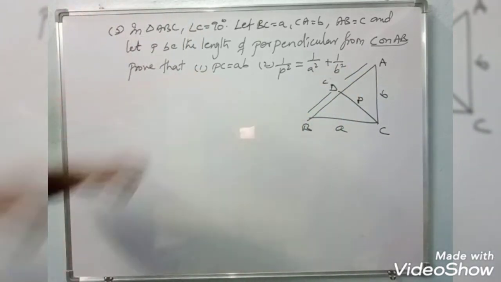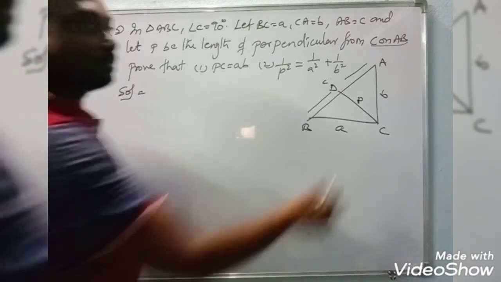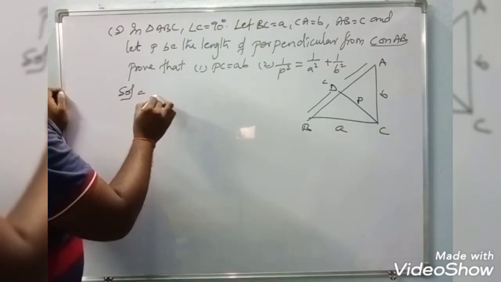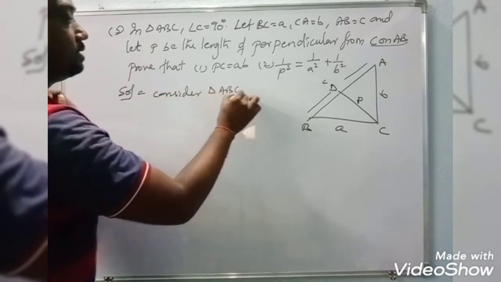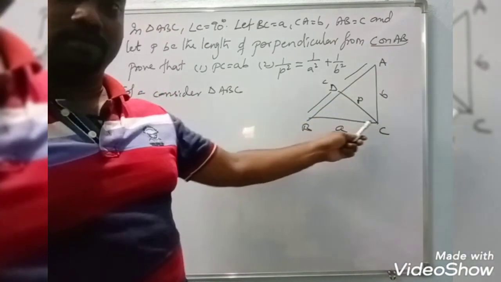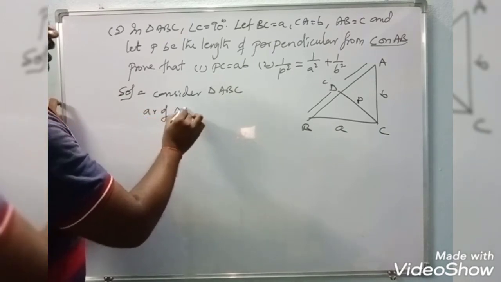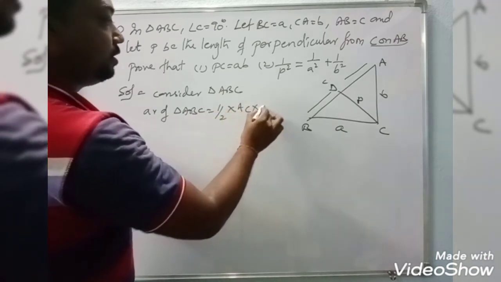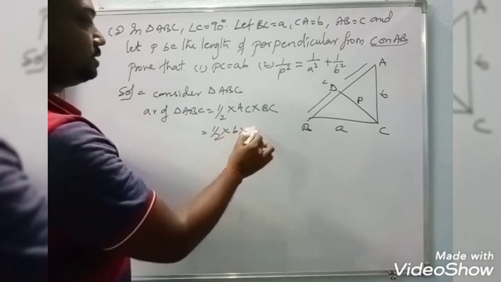Next, what do we have to prove? First we have to prove PC is equal to AB. Now how to prove it? So this is a right angle triangle. Now go for the area of a triangle. Now here consider triangle ABC. If I consider this triangle ABC, this is your height and this is your base, right? Now as per your triangle, area of triangle ABC is nothing but half times AC into BC. Now here AC value is b and BC value is a.